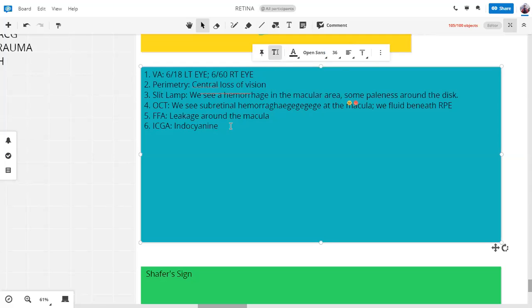Okay. So ICGA in our case will indicate leakage, exudate, edema, all that around the macula, the same findings which we saw in FFA. But if FFA is inconclusive, then ICGA is a better thing to do in cases where you want to visualize the choriocapillaris. Any other investigation, or have we reached our diagnosis?